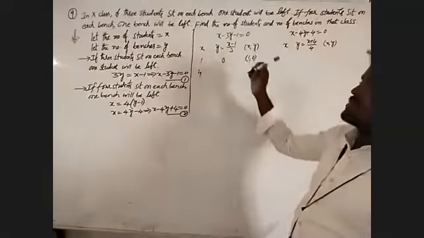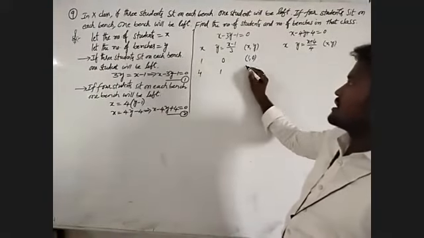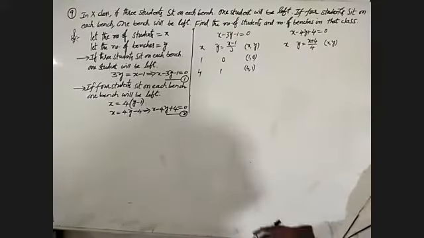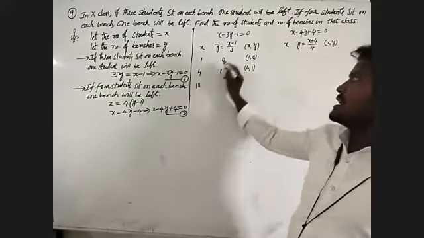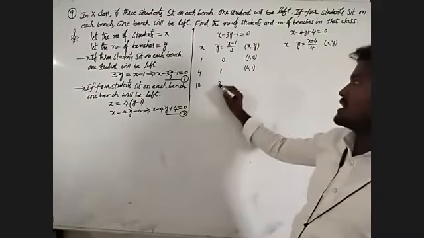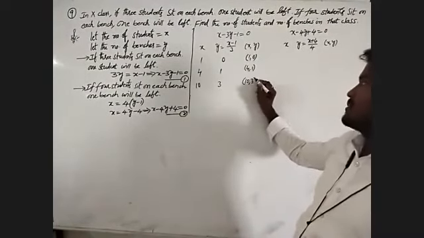4 minus 1 becomes 3. 3 by 3 becomes 1. That we have to plot it with 4 comma 1. After that we will take let x is equal to 10. 10 minus 1 becomes 9. 9 by 3 is equal to 3. That is the given point is 10 comma 3.